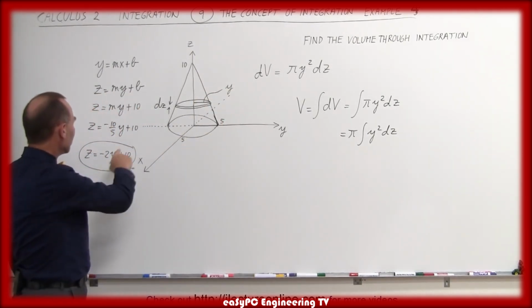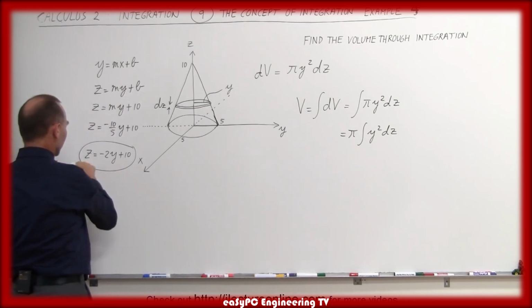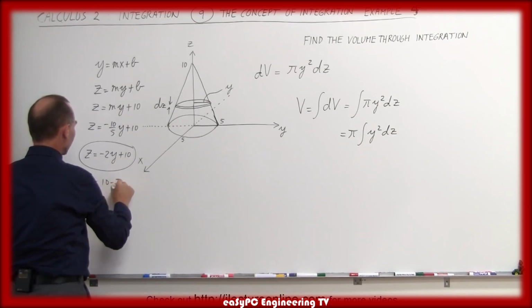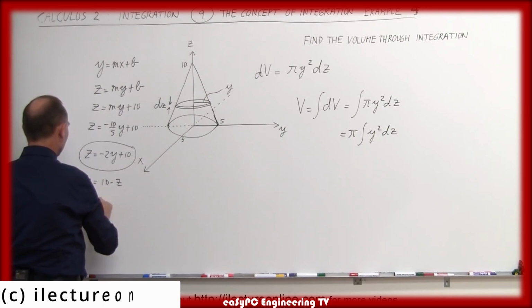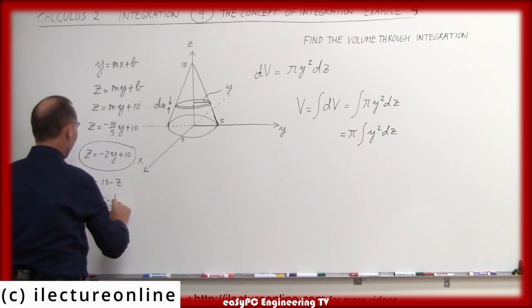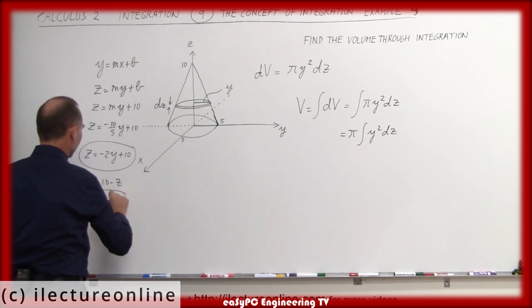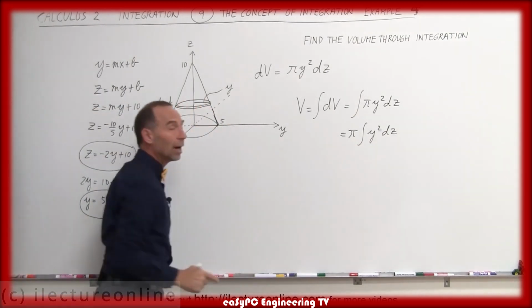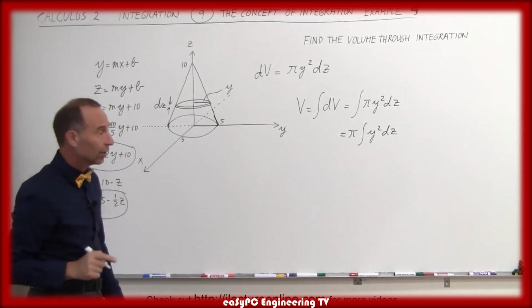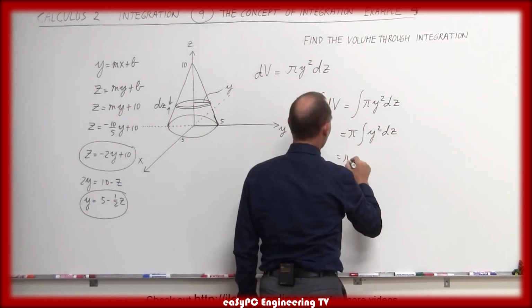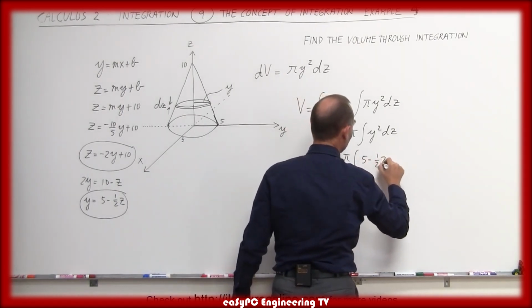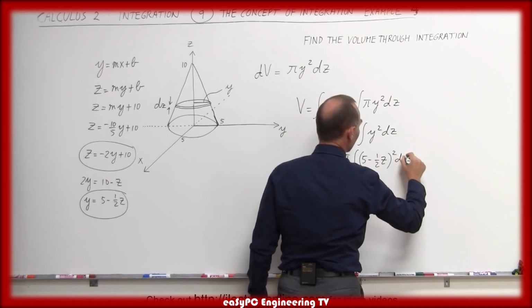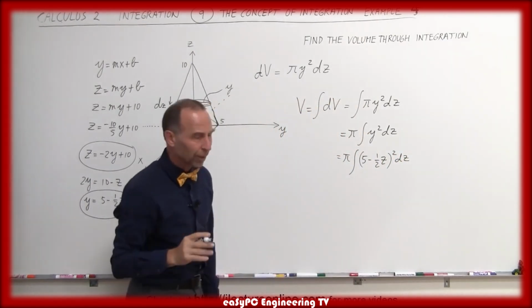Since we need y squared, we need to solve this for y. Moving this to the other side, we get 2y is equal to, move this across, 10 minus z, because the z becomes negative. Divide both sides by 2, we get y is equal to 5 minus 1/2 z. And if we substitute that in, we now have only the variable z in our integration sign. We can write this is equal to pi times the integral of (5 minus 1/2 z) quantity squared, times dz. Now we just have to multiply that out.